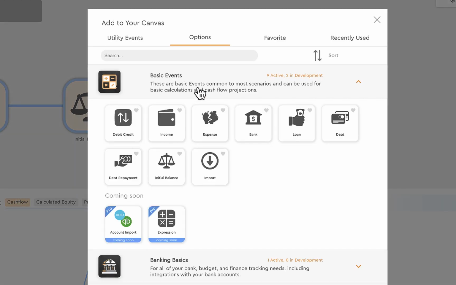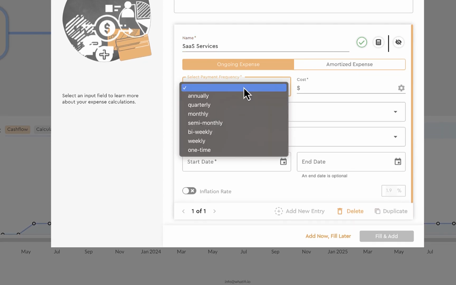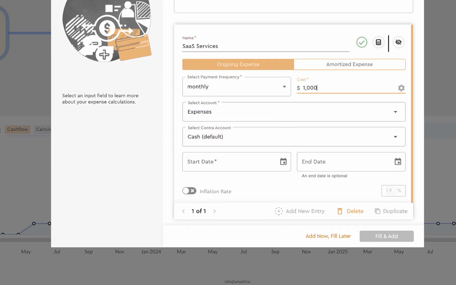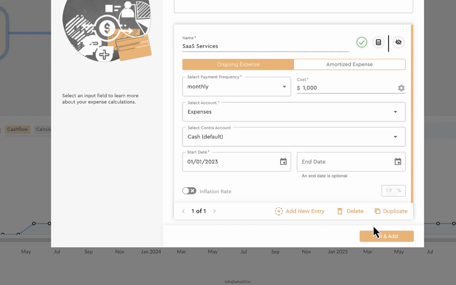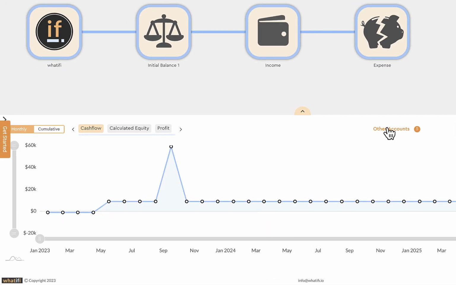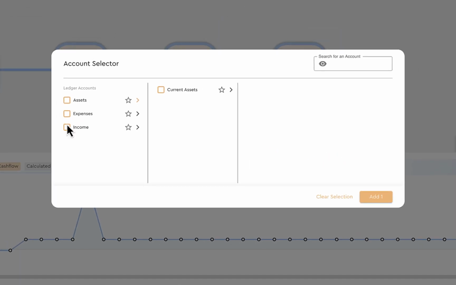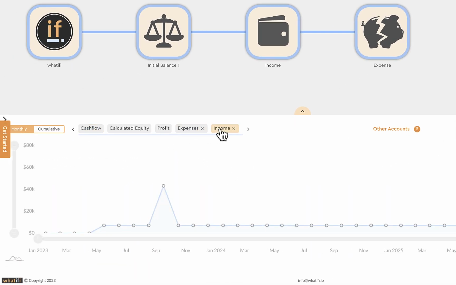Next, an expense. Let's make this something like a software as a service fee. It's monthly, $1,000, and it starts at the beginning of this year. Cash flow shows those two, but we can also turn on both our expenses and income accounts and look at both those values independently.